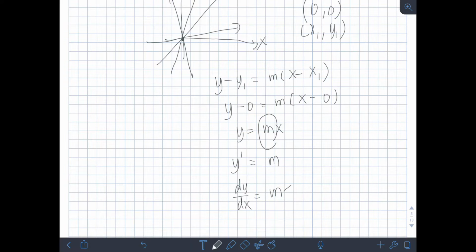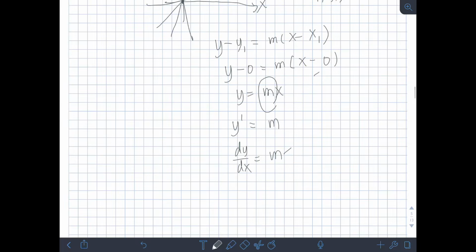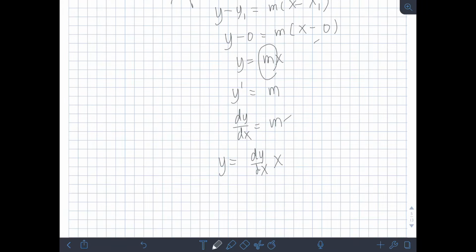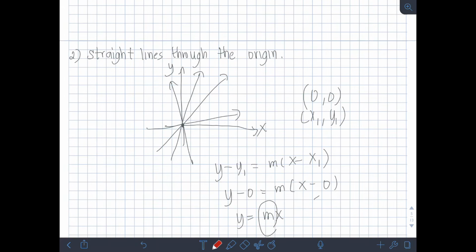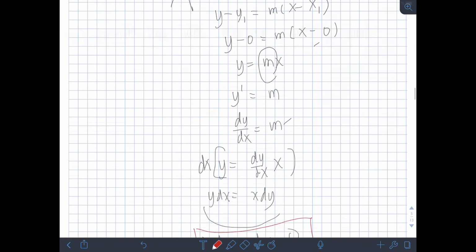Ngayon, substitute natin tong m as dy over dx dito sa original equation. We have y is equal to dy over dx x. Or multiply both sides by dx, we have y dx is equal to x dy. Transpose natin sa kabila, itong si y dx magiging x dy minus y dx is equal to 0. So therefore, na-eliminate natin si m. Therefore, ito na yung final differential equation natin for the family of curves of straight lines through the origin.